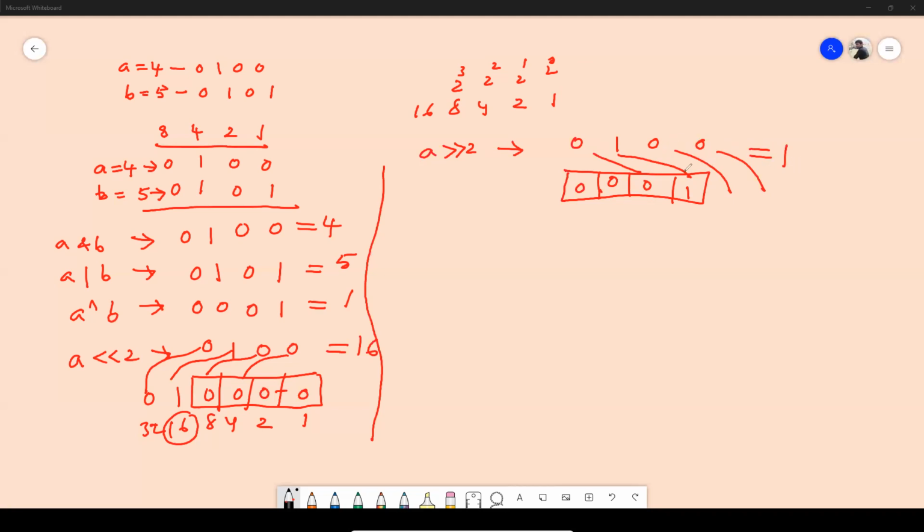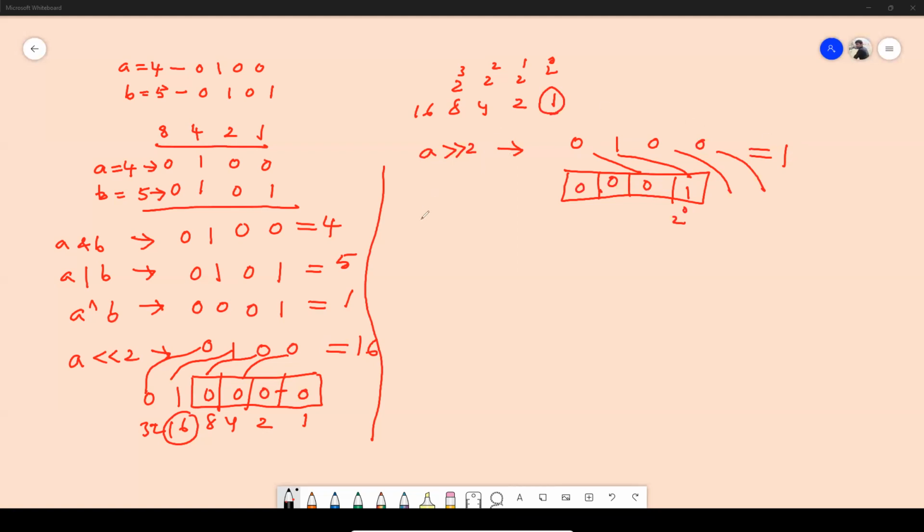You leave these two, put them outside, meaning right side, right? Then this third value will become the first value here. So that's how it will shift. If it shifts like that, this one came in the first position. First position is 2 to the power of 0, which means 1. A right shift 2 is equal to 1.